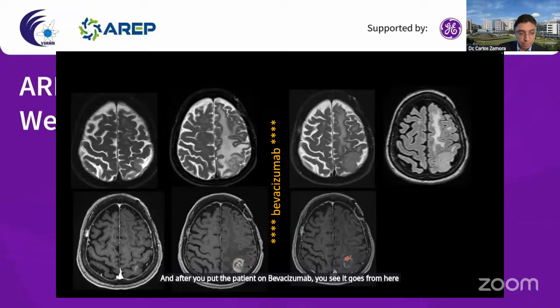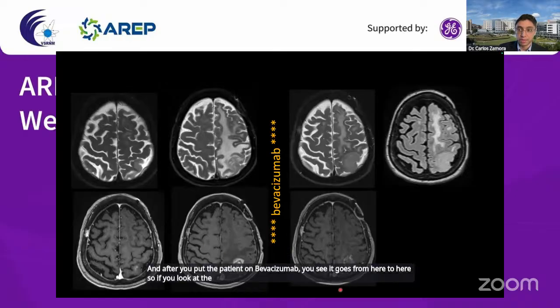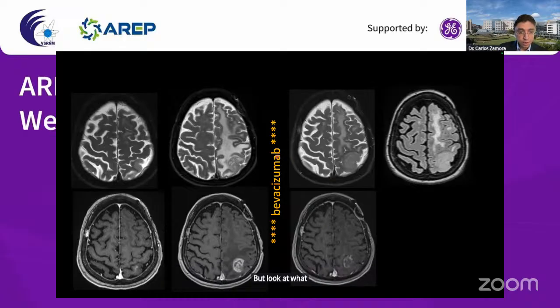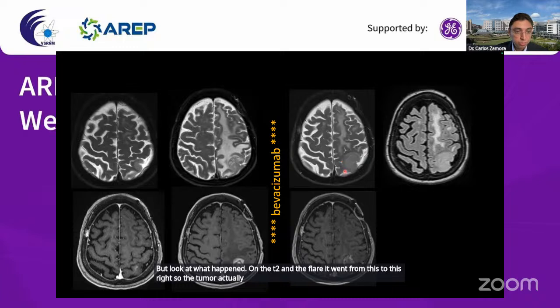So if you look at the post-contrast images only, then you see, oh, well, the tumor is getting better. There's less enhancement. It looks a little bit smaller on the post-contrast sequences. But look at what happened on the T2 and the FLAIR. It went from this to this, right? So the tumor actually looks much larger, more infiltrative, more solid. So just by looking at the T2 and the FLAIR, this looks like progression.